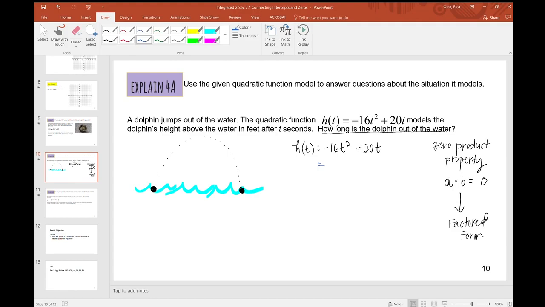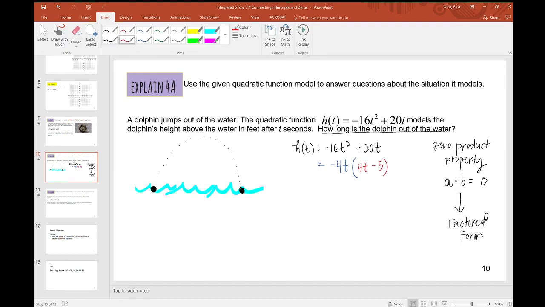So we're just using the distributive property, but going backwards. Let's start by finding the greatest common factor. The biggest number that goes into both negative 16 and 20 is negative 4. And if you look at each term, notice how each term has a t. The greatest common factor is negative 4t. So negative 4t times positive 4t is negative 16t squared. And negative 4t times negative 5 is positive 20t.